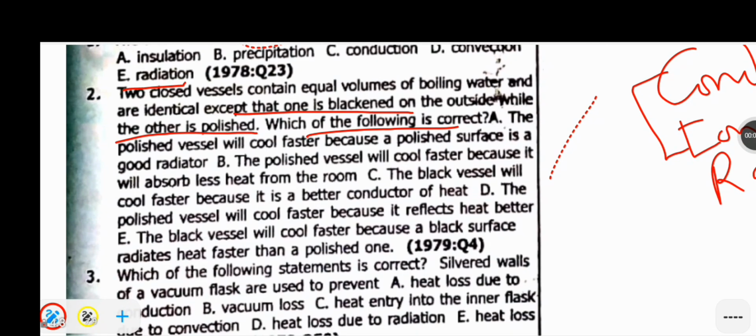And the last one, option E: the black vessel will cool faster because a black surface radiates heat faster than a polished one. So that's the correct answer. The one in the black container will cool faster because it will radiate all its heat faster. It will give out all its heat faster because a black surface is a better radiator of heat than a polished surface. So the answer is option E.